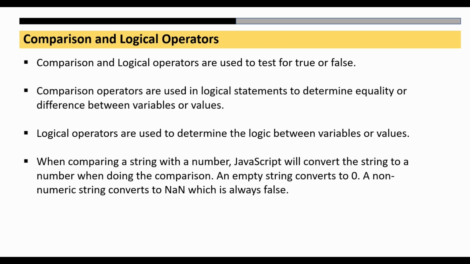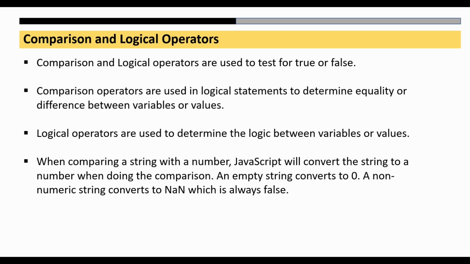When comparing a string with a number, let's say x with y, JavaScript will convert the string to a number when doing the comparison. Let's say there is a string 10 and there is a number 10. One is a string and one is a number, but the value in both is 10. So when you compare them, it is going to give you the correct result. And if you are comparing an empty string, it will be converted to 0. Let's say you compare an empty string with 10, it is going to treat it as 0.